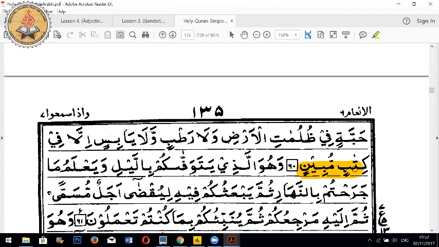What do you think about this? Kitabin mubin. Yes, it is an adjectival compound. Bi kitabin, one book, and what is the book? Mubinin, manifested, open, clear. So kitabin ending with kasratain, mubinin ending with kasratain, a perfect adjectival compound, and that is kitabin mubin. Okay, jazakumullah. Thanks very much, and please give the mic to another ID.